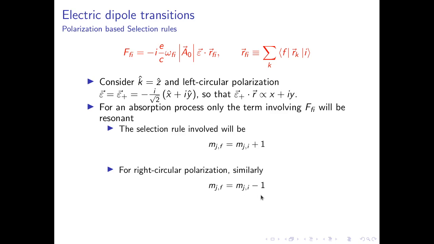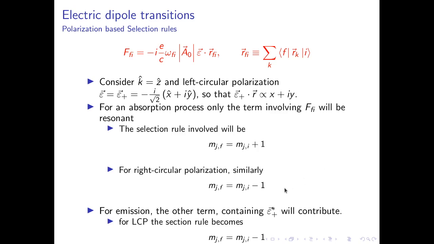For linearly polarized light, which of course can be thought of as a superposition of two circular lights, you get Mjf is either Mji plus 1 or Mji minus 1. Now this is for absorption. What about emission? For emission it is the other term, containing epsilon star. Remember, that's the F star I F term. So epsilon star comes in, in general epsilon plus star if you are talking of left circular polarization. And for left circular polarization, because of the conjugation, epsilon plus star dot r is x minus i y, essentially r minus, Q equal to minus 1. So for emission under left circular polarization, Mjf must be Mji minus 1. For right circular polarization, similarly Mjf has to be Mji plus 1. So the rules for transitions switch when you are talking about emission or absorption.